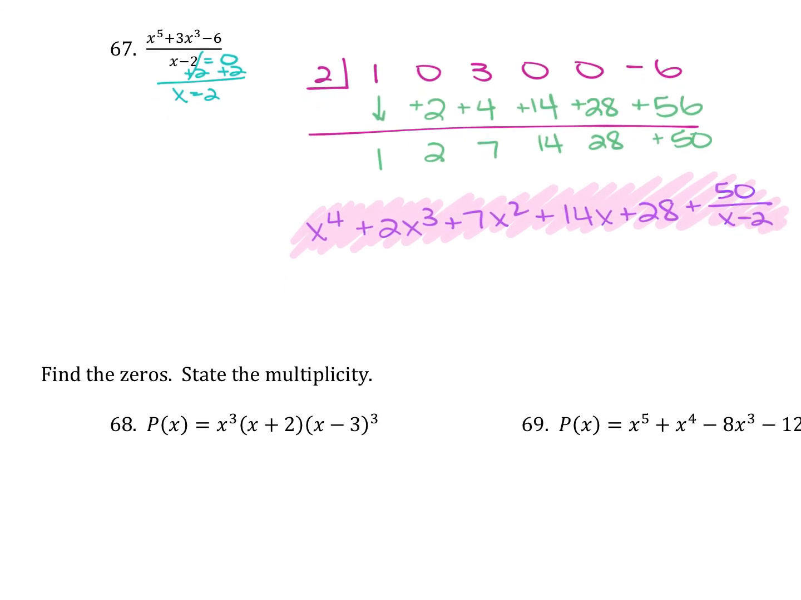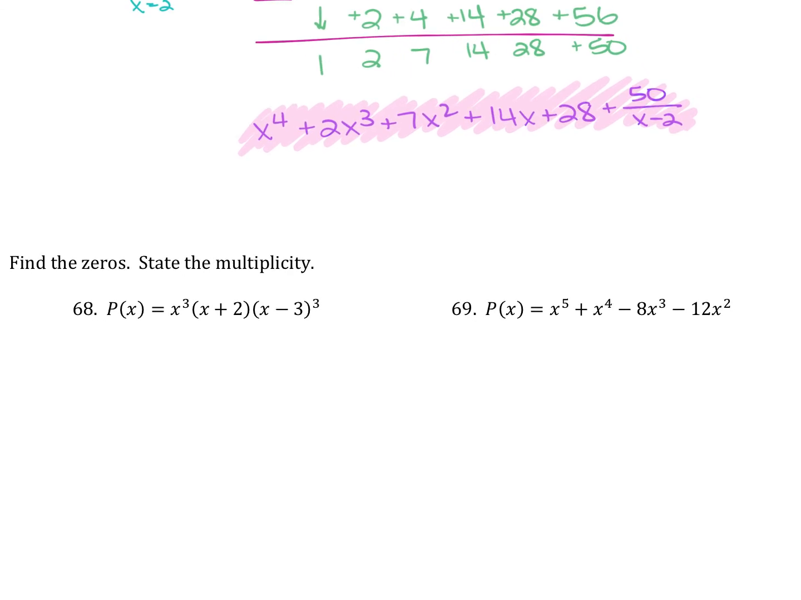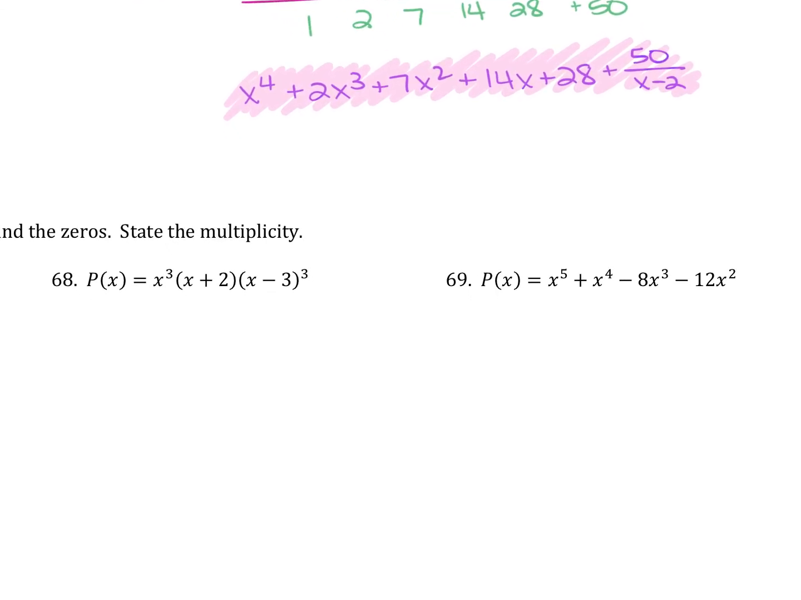For 68 and 69, we are finding the zeros and stating the multiplicity. For 68, it is factored for us. So we have x cubed times x plus 2 times x minus 3 cubed. That x cubed means that we have x is equal to 0 3 times. Your x plus 2 is meaning that we have x is equal to negative 2 1 time. And then the x minus 3 cubed means that we have x is equal to positive 3 3 times.